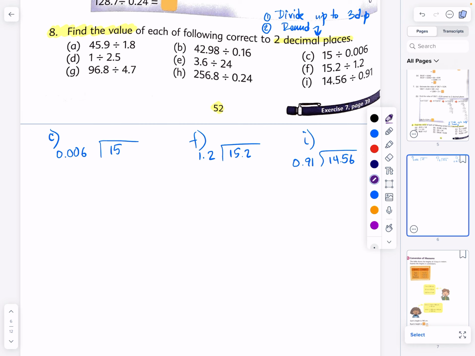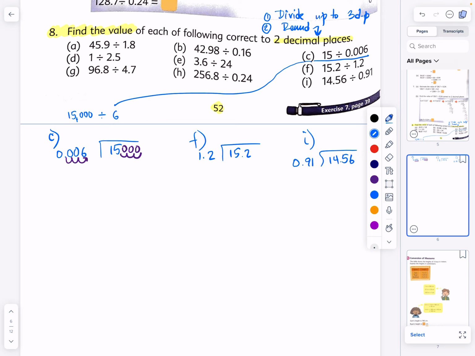Okay, let's start with C. What do we do first? We really do not like dividing by decimals, so let's move the decimal place to the right 3 times. What we do to the left, we must do to the right. And let's fill it in with 15,000. So, my friends, I hope you see it, even though you don't need to write it, that this is actually equivalent to 15,000 divided by 6, okay?